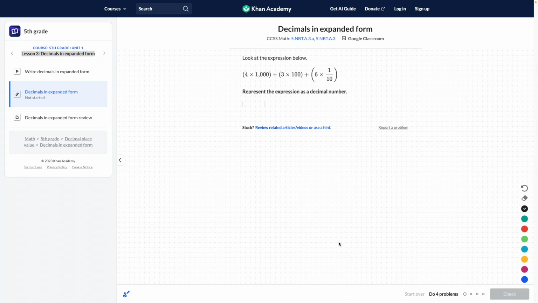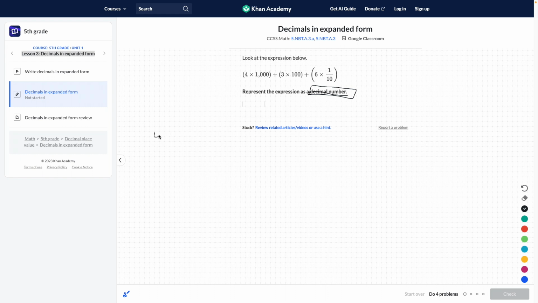Okay, so now we're on lesson 3, decimals in expanded form. So let's have a go at this one, shall we? Represent the expression as a decimal. Important to note here, as a decimal number. So what have we got first of all?